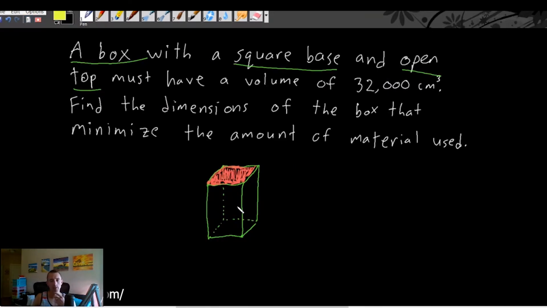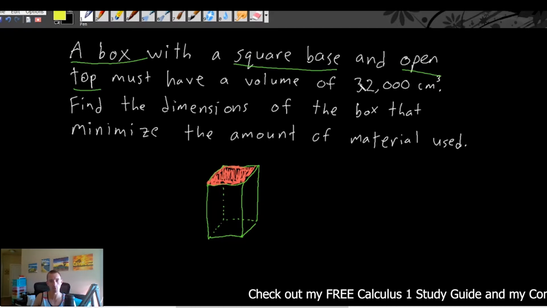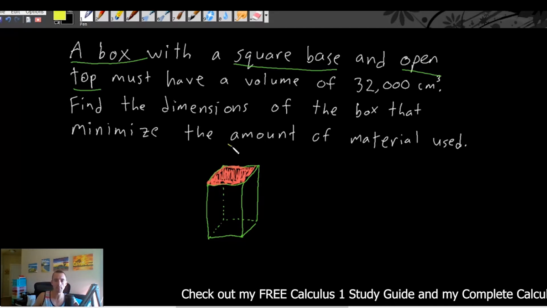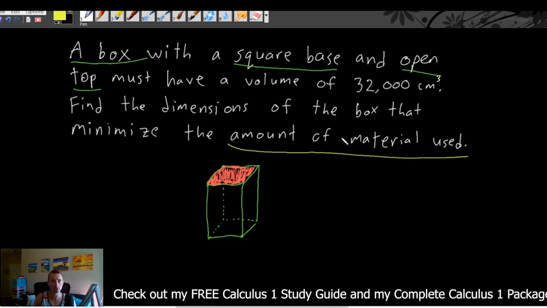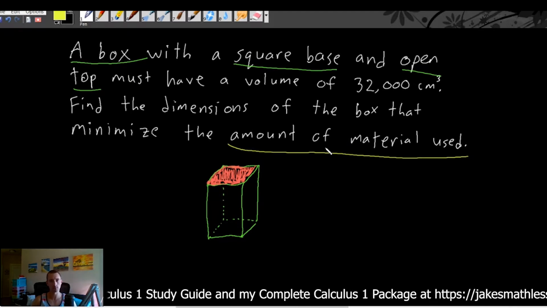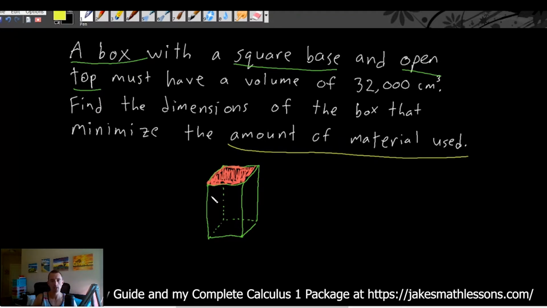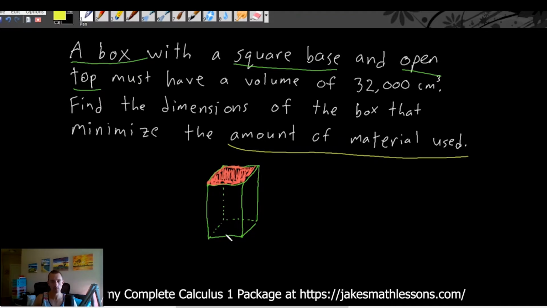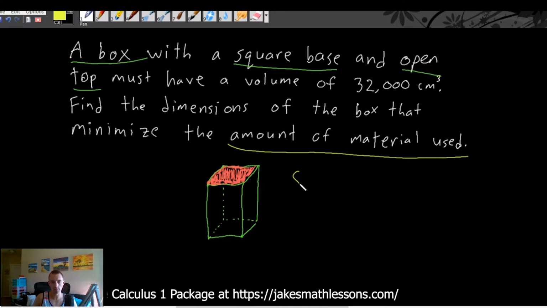Keep in mind, we know that our box has to have a certain volume, but that means volume is not the quantity that we're trying to optimize, right? The quantity that we're trying to optimize, which means find the maximum or minimum of, is the amount of material used. The amount of material needed to construct the box is basically the surface area, the amount of cardboard we need to build these four sides and this bottom. So what we want to actually optimize is surface area.